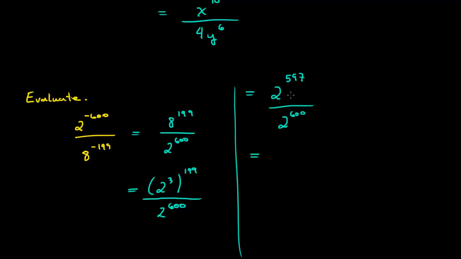When I'm dividing powers of the same base, I subtract their exponents to simplify. So I can write this as 2 to the power of 597 minus 600, which is 2 to the power of negative 3. And 2 to the power of negative 3 is just 1 over 2 to the power of 3, which is equal to 1 over 8. So you can see that something our calculator can't evaluate, we can evaluate if we're clever and we use the exponent laws.